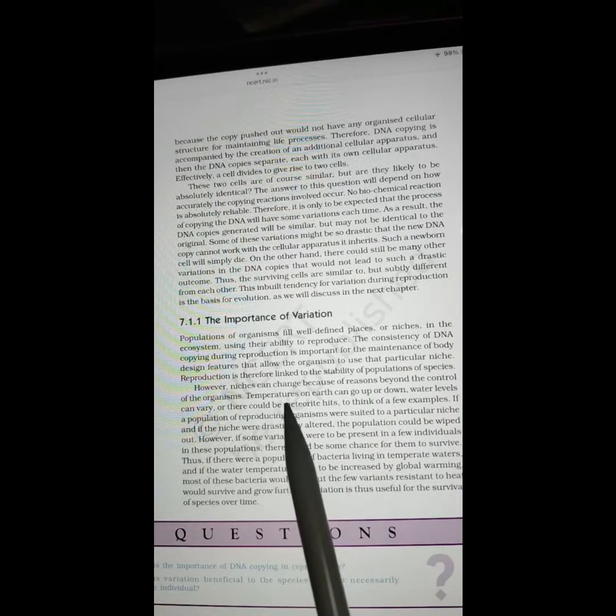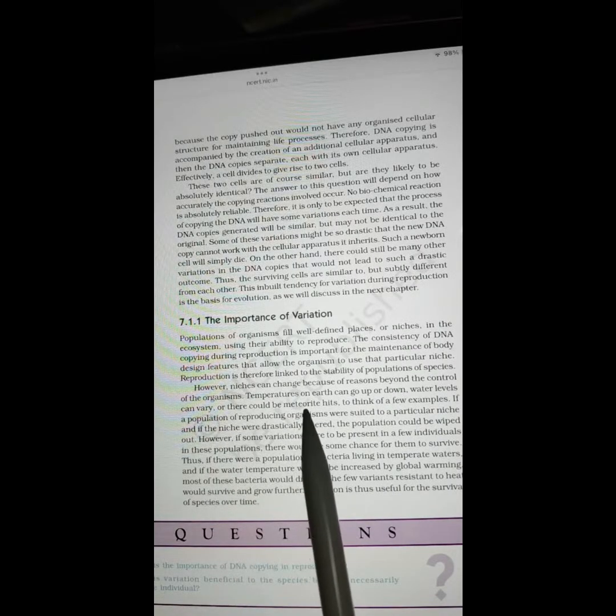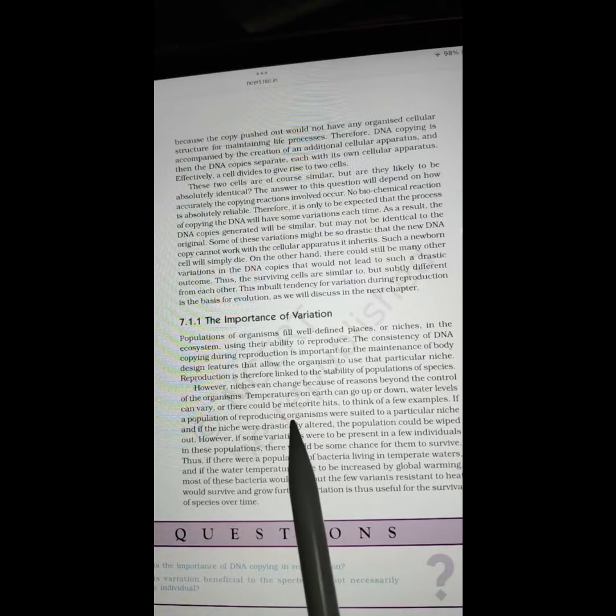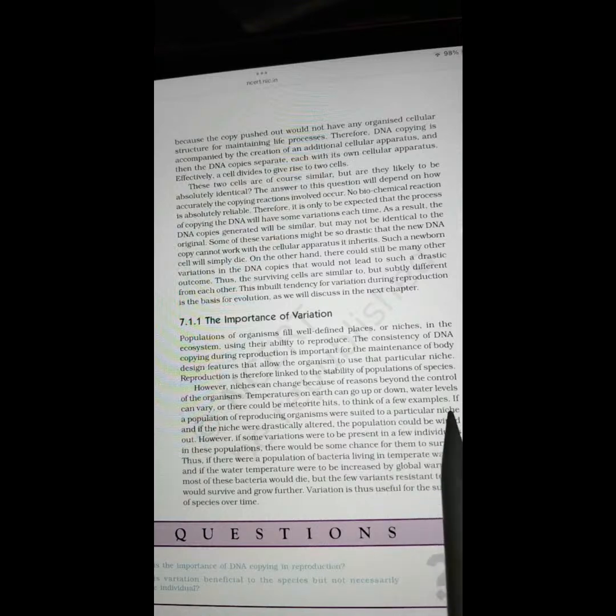However, niches can change because of reasons beyond the control of the organisms. Temperature on Earth can go up and down, water levels can vary, or there could be meteorite hits, to think of a few examples. If a population of reproducing organisms was suited to a particular niche, and if the niche were drastically altered, the population could be wiped out.